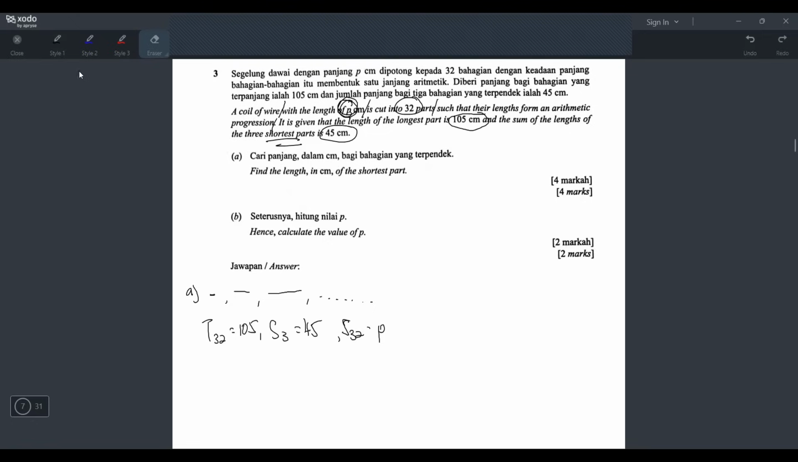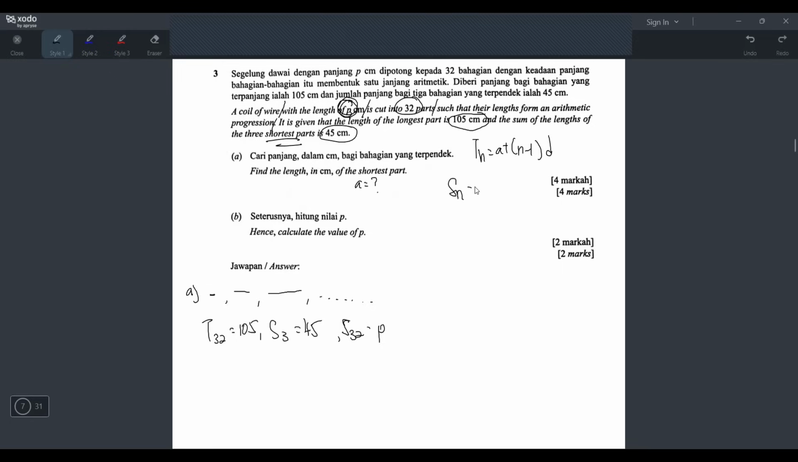Question A: find the length of the shortest part, which means they want us to find A. Because I take the shortest part as the first term, right? So how to do this? First of all, we already know T32 is 105, so you can use the Tn formula, A plus (n minus 1)d. This is the formula we will use later, the formula for arithmetic progression.